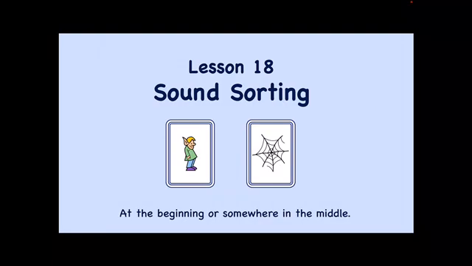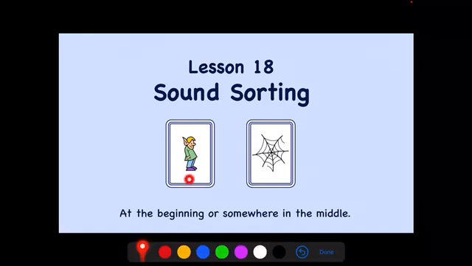We introduced the letter E in Lesson 18, and in our sound sorting activity we are going to be listening for the sound E and where we can hear it in the word. If we look at the word elf, we can hear E right at the beginning, and in the word web we can hear it somewhere in the middle. Those are the two places that we're going to be listening for the sound. Let's have a look at the rest of the words.